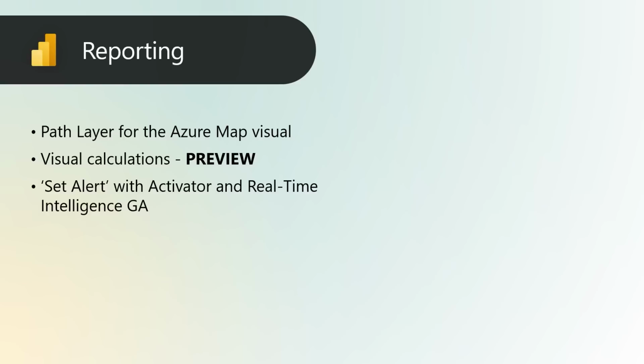Set Alert with Activator and Real-Time Intelligence GA. In December, we announced a public preview of alerting capabilities within Power BI reports using Real-Time Intelligence Activator, part of Microsoft Fabric. This capability is now generally available. A couple of GA capabilities are here.